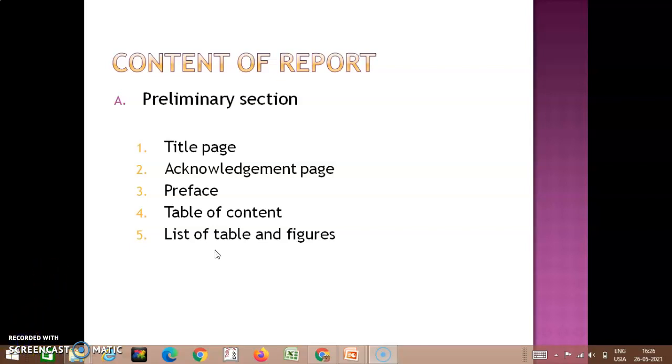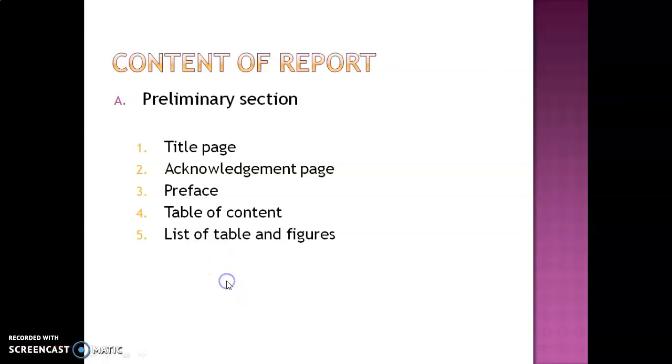We will also have the list of tables and figures. That is, the list of all the tables and figures that have been used throughout this thesis will be recorded in this table. This is all about the preliminary section.